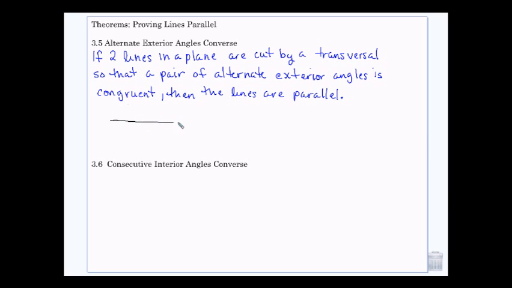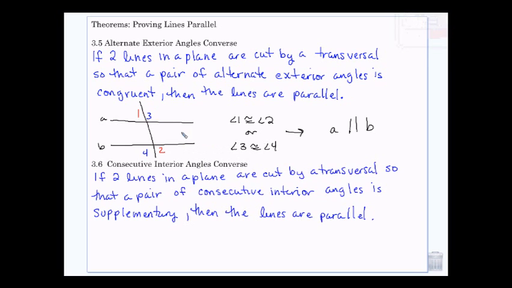So if I have two lines that exist and then I cut a transversal and then I look at these angles here or these angles here, and I get that angle 1 is congruent to angle 2 or angle 3 is congruent to angle 4, that would mean that lines A and B are parallel. Okay. Sort of the same idea.